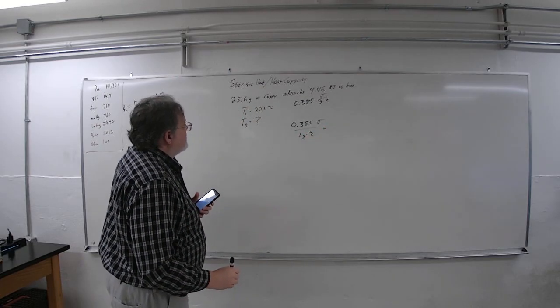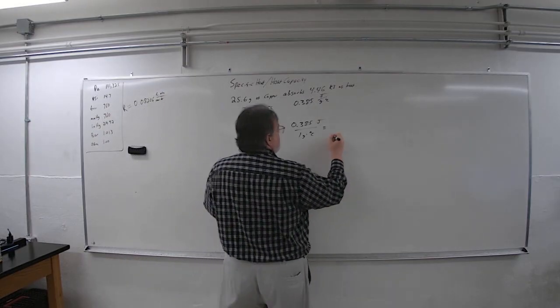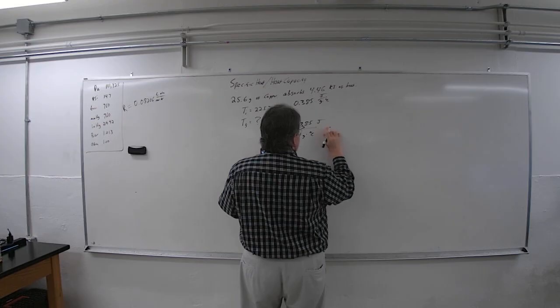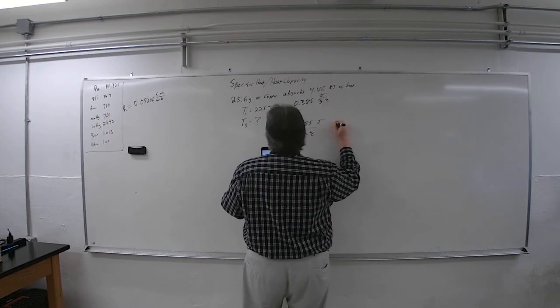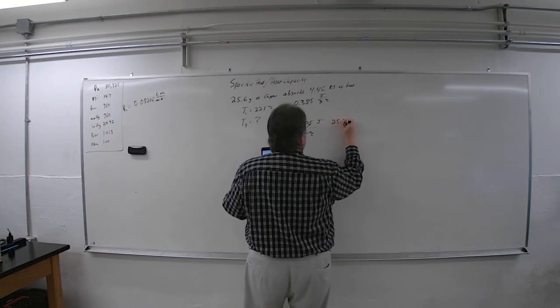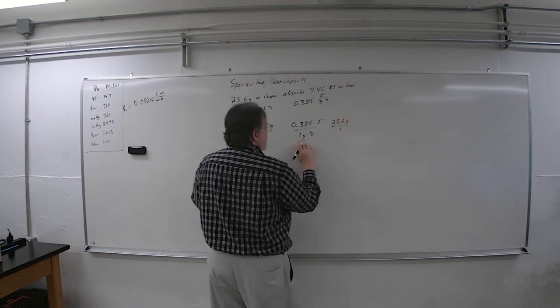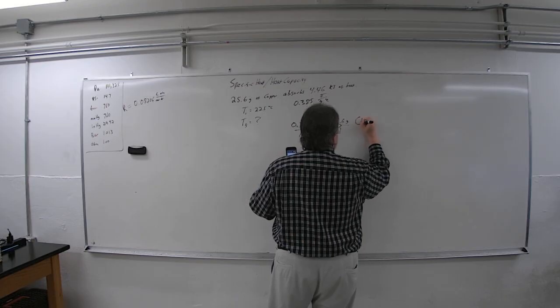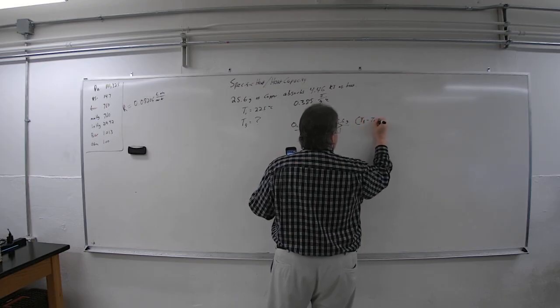Set it up like that. And then grams. Grams, that cancels the grams. And then you need delta T here, which is T final minus T initial.